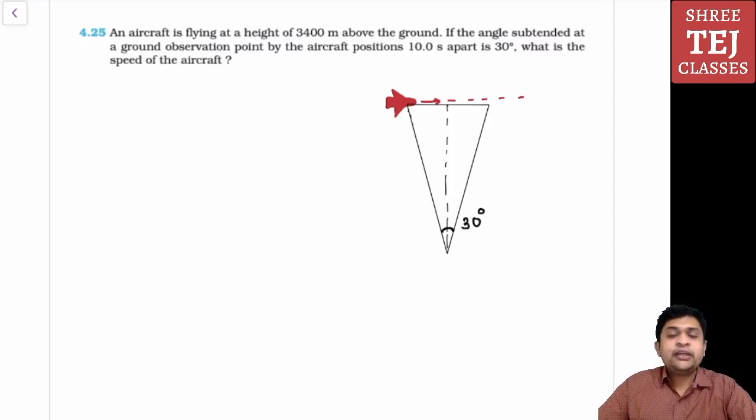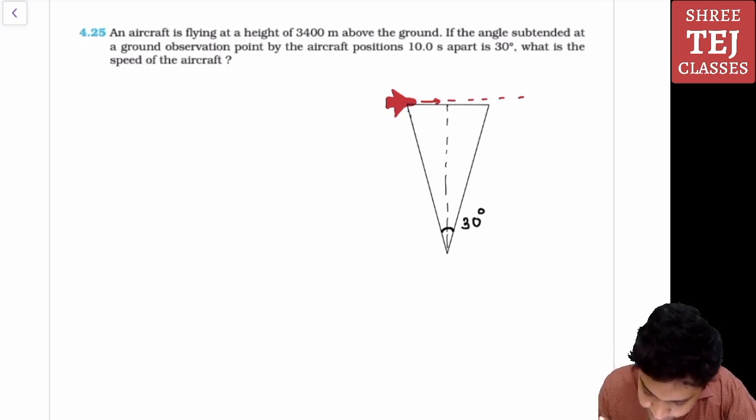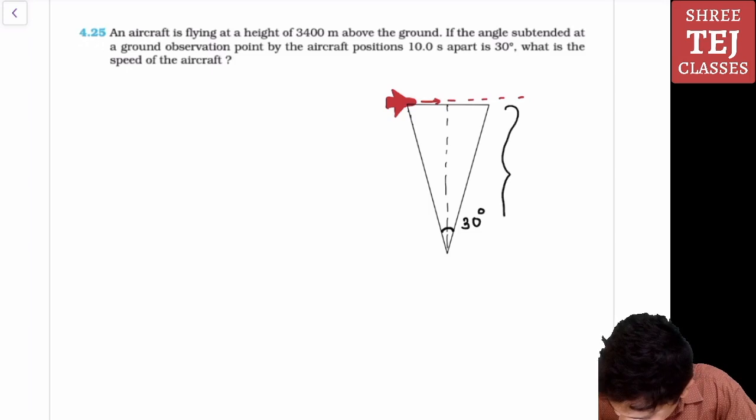Now we will cover the remaining problems from chapter 4, which is motion in a plane. Let us look at problem number 4.25. An aircraft is flying at a height of 3400 meters. So this height is 3400 meters.